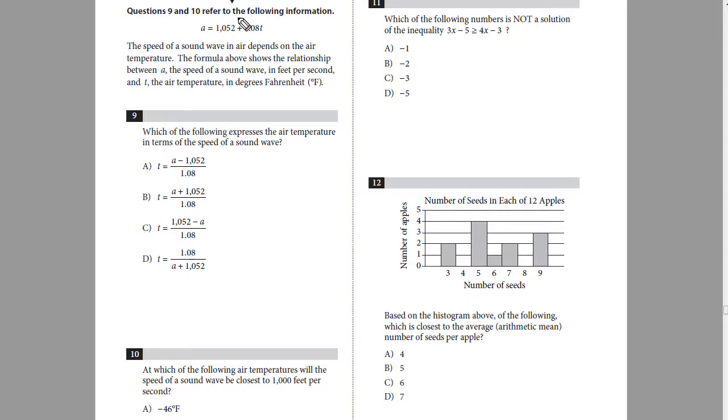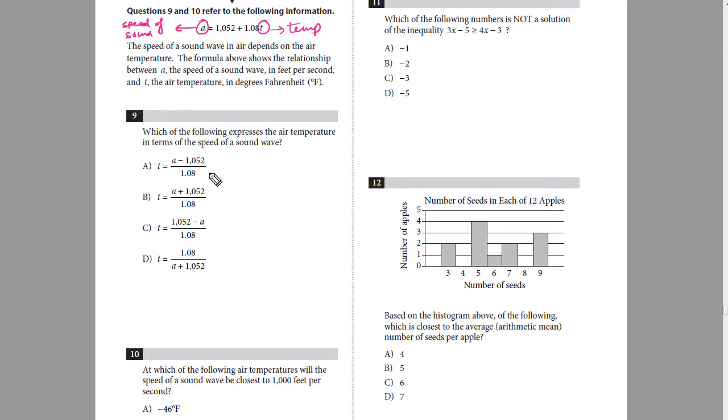Questions 9 and 10 refer to the following information. A is equal to 1052 plus 1.08 times t. The speed of sound wave in air depends on the air temperature. The formula above shows the relationship between A, the speed of a sound wave in feet per second, and t, the air temperature in degrees Fahrenheit. So now this t is the temperature in this equation, and A represents the speed of sound.